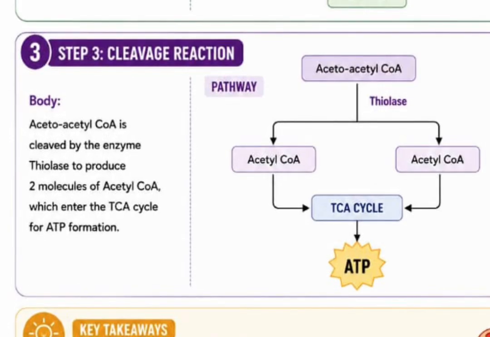I'll cleave my Acetoacetyl-CoA with what? Thiolase. Remember the enzyme thiolase. So if I cleave my Acetoacetyl-CoA with thiolase, what will I get? I'll get 2 moles of acetyl-CoA. So Acetoacetyl-CoA with thiolase now gets 2 moles of what? Acetyl-CoA. And those 2 moles of acetyl-CoA now enter into the TCA cycle. The job is to make what? ATP. That is how I've utilized it.